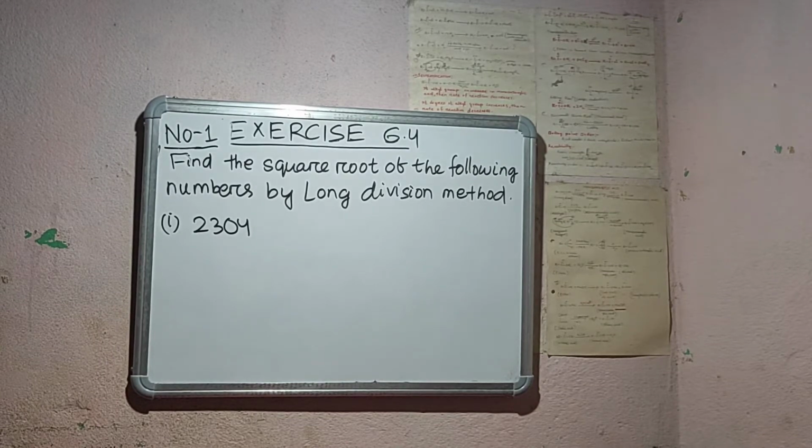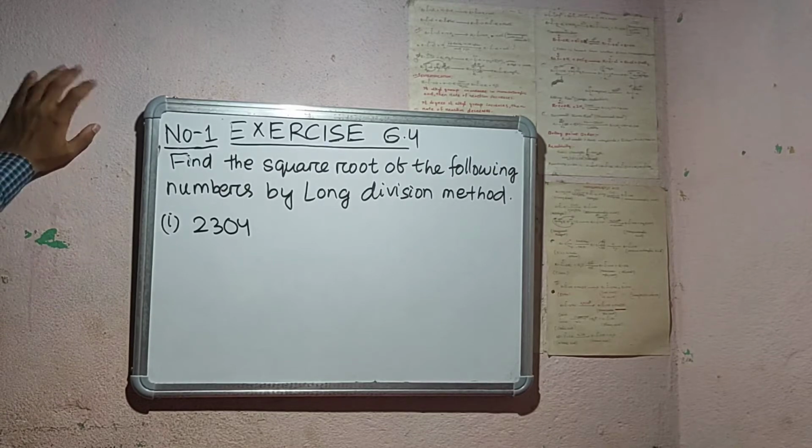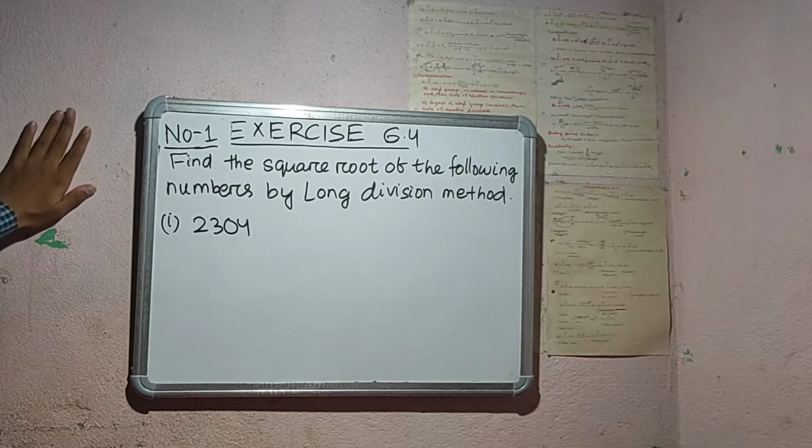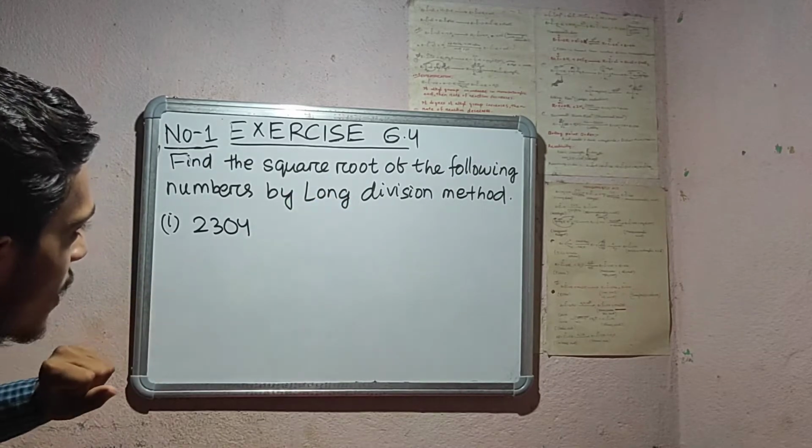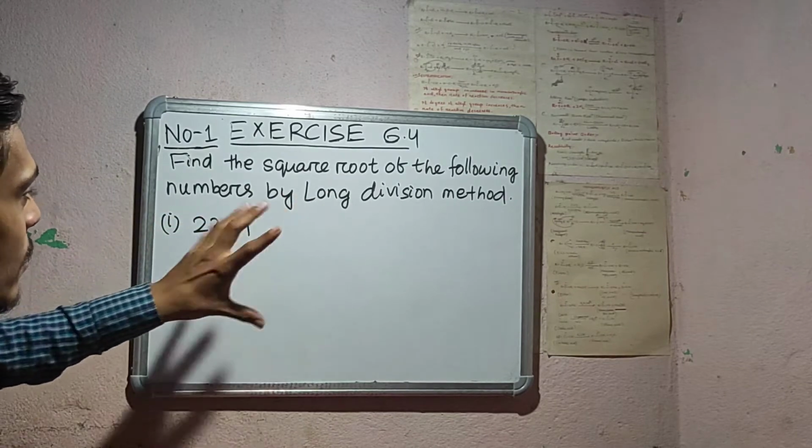We are discussing exercise 6.4 of class 8. The chapter is Squares and Square Roots. So, this is question number 1: find the square root of the following numbers by the long division method. We use the long division method to find the square root of the following numbers.